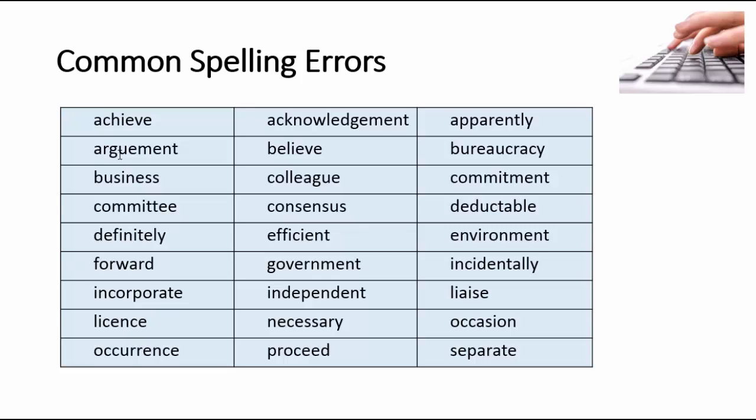Some of the common spelling errors in business writing can be seen on this slide. So we have achieve, acknowledgement, apparently, argument, believe, bureaucracy. So some of these words, as we've said before, follow the I before E except after C rule. So there's no C in the word believe, so it's just I before E, believe. Bureaucracy, that French word, it's got an unusual spelling, the U-R-E-A, U again.